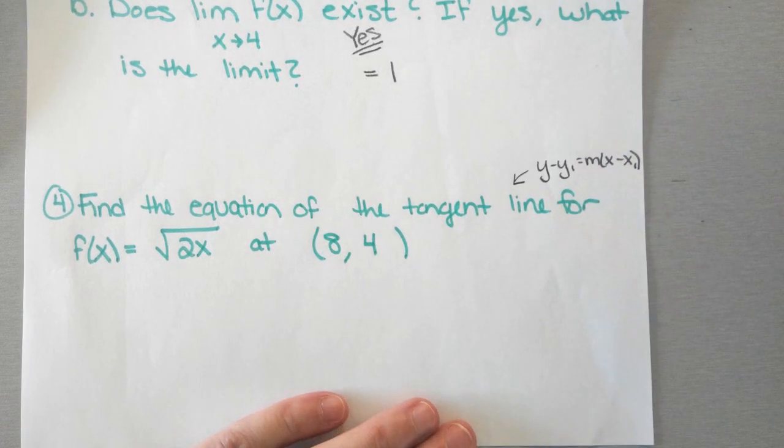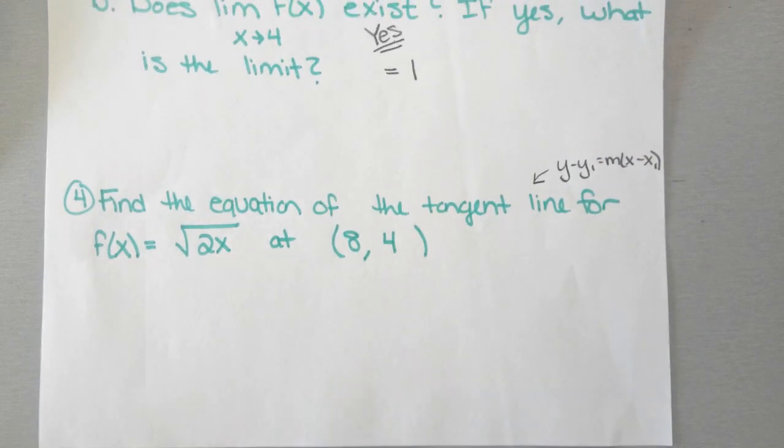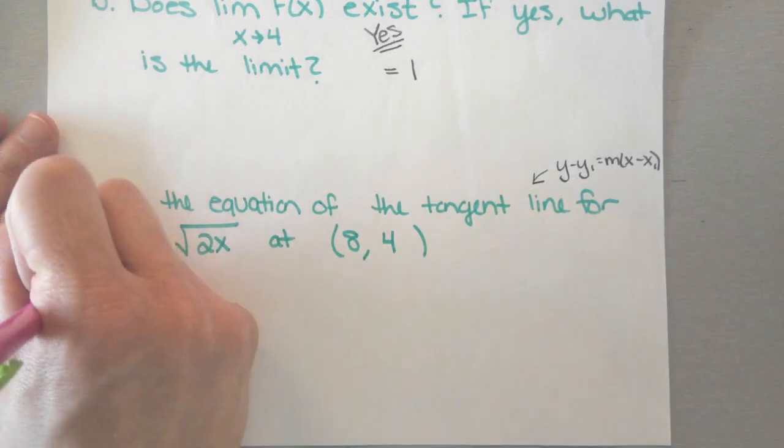If you would like to transition it from there into slope intercept form, you can, which is y equals mx plus b. But you don't have to.